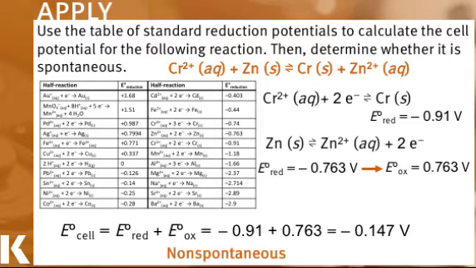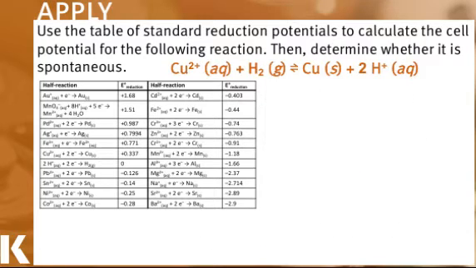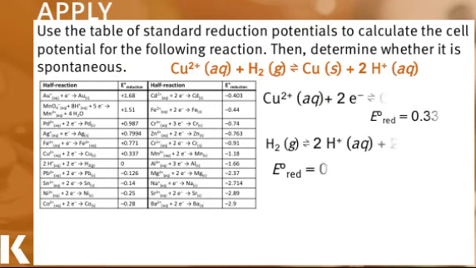This means that while it would run spontaneously towards the left, aka towards the reactants, in order to get it to run toward the right, you would have to add energy to the system. Looking at our second example, you can again start by breaking the reaction down into half reactions and using the table to find the corresponding reduction potentials. As per the reaction equation, copper is being reduced while hydrogen is being oxidized.